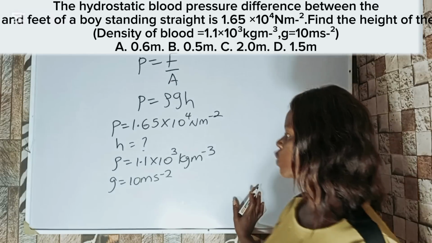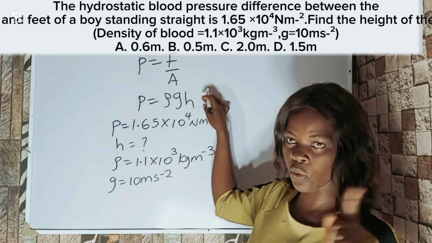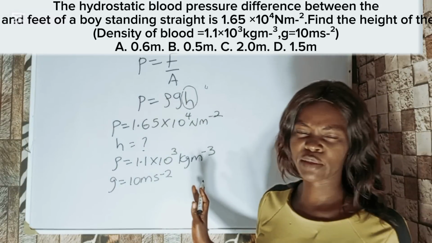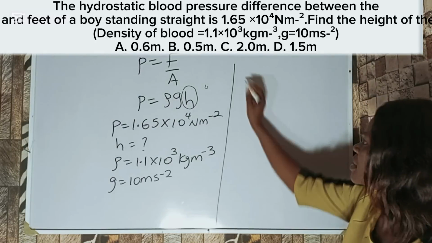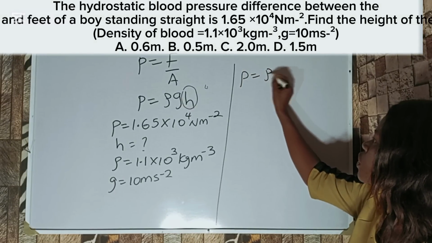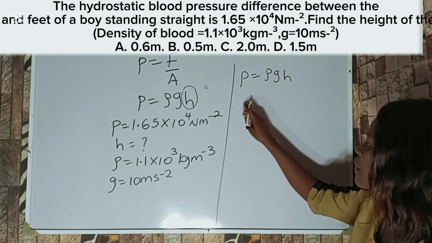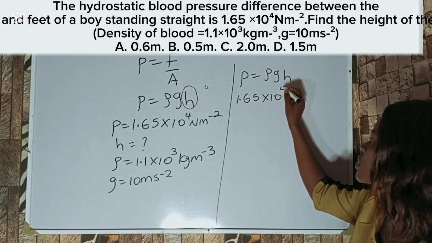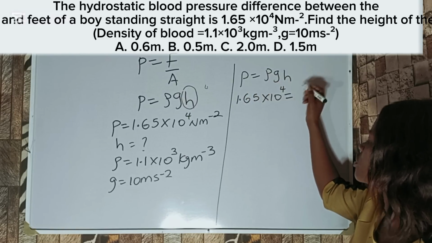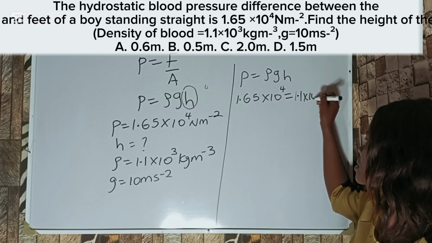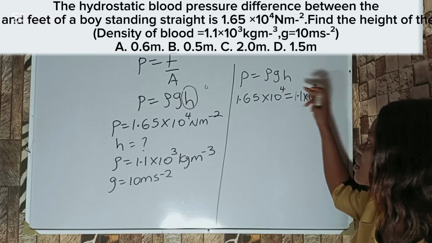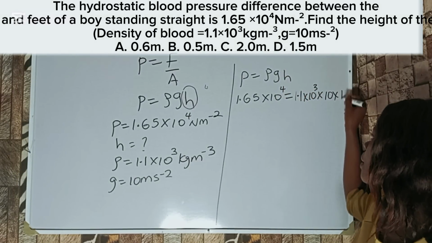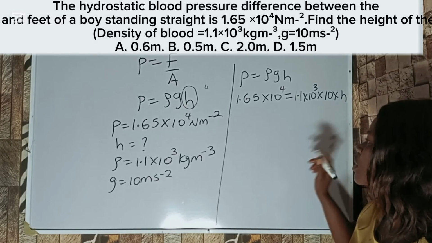Now, putting in what we have, we are going to use this formula, P equals rho g h. But what are we looking for? We're looking for height, so we make it the subject. It's just as simple as that. So P is equal to rho g h. What is my pressure? I have 1.65 times 10 raised to the power of 4, is equal to, my rho is 1.1 times 10 raised to the power 3, times my g, which is 10, multiplied by h.